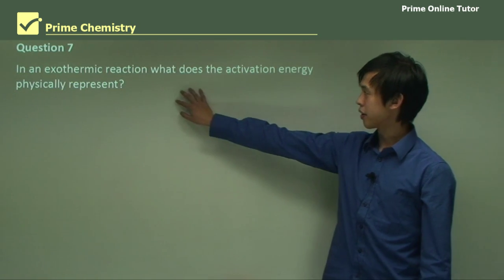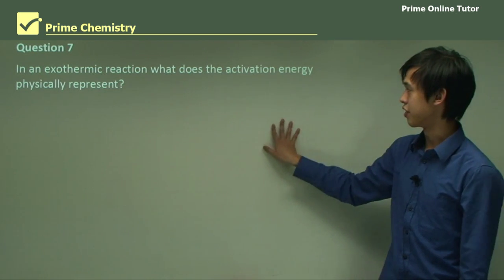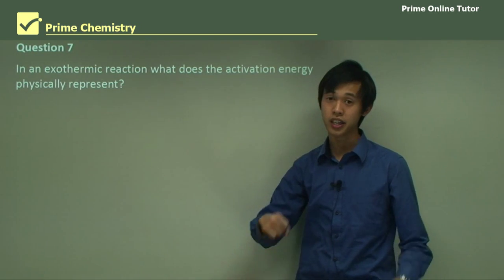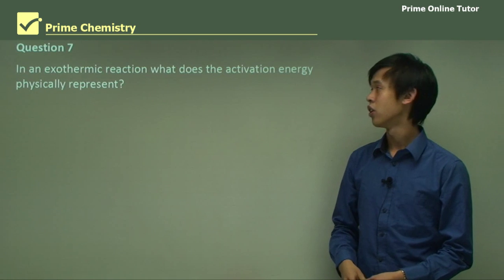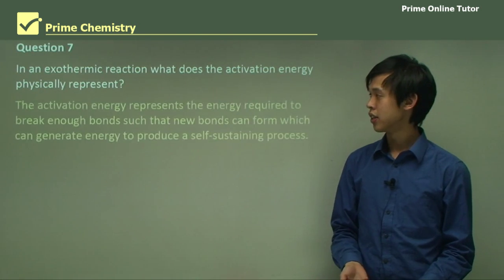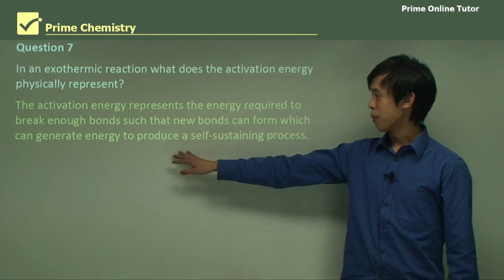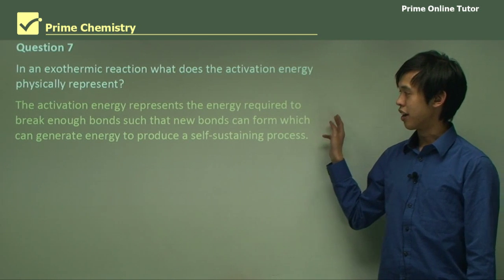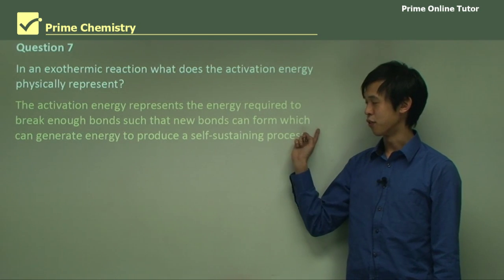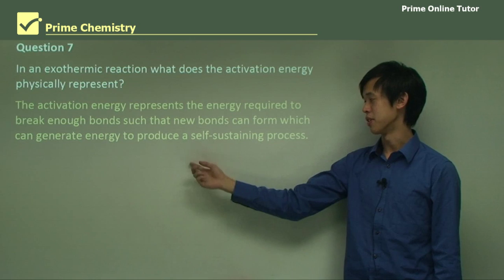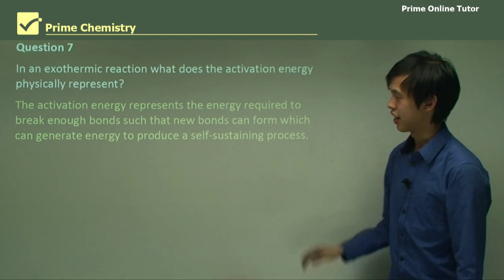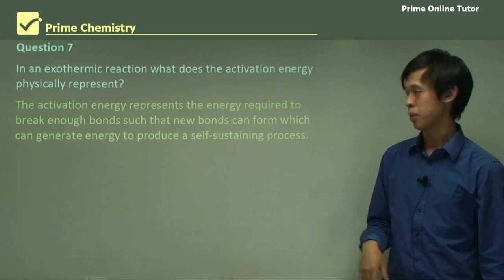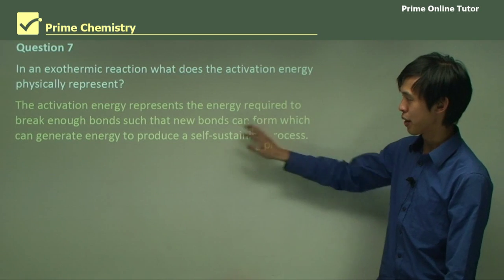So in an exothermic reaction, what does the activation energy physically represent? So in an exothermic reaction, what is the activation energy? Well, the activation energy represents the energy required to break enough bonds such that new bonds can form, which can generate energy to produce a self-sustaining process. Yeah, that's quite a bulky sentence. But essentially, it represents the energy required to break bonds.